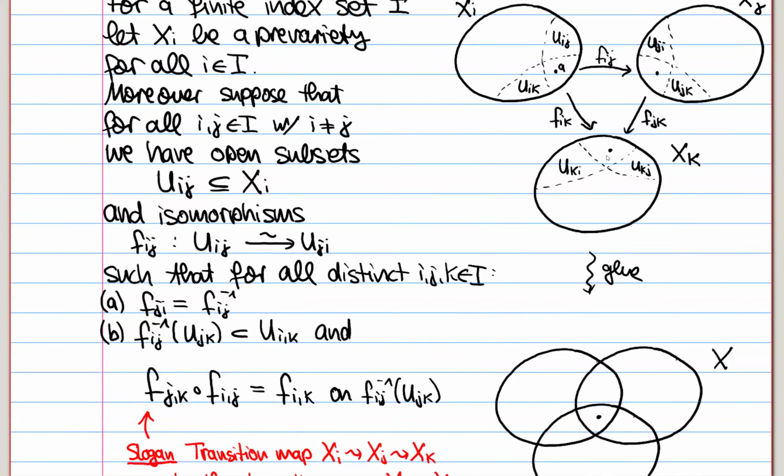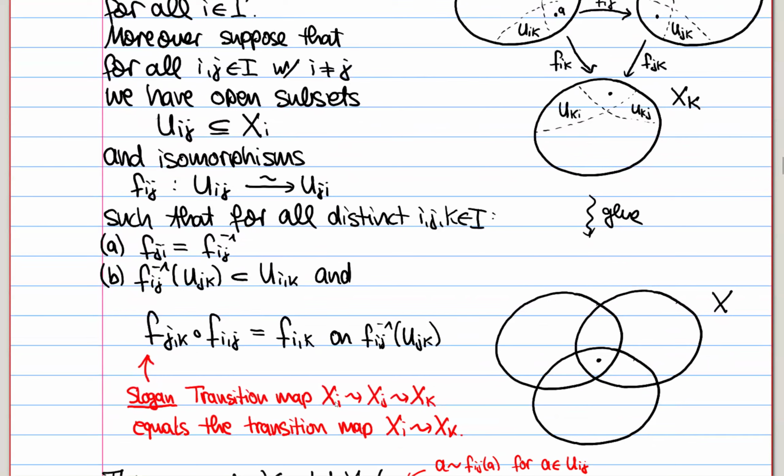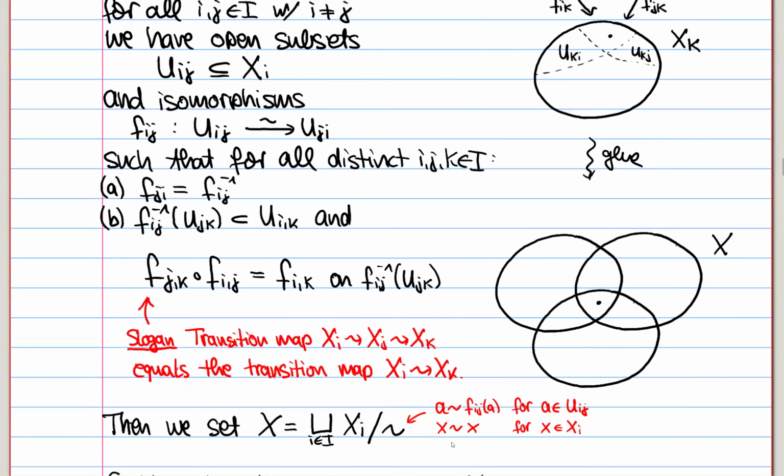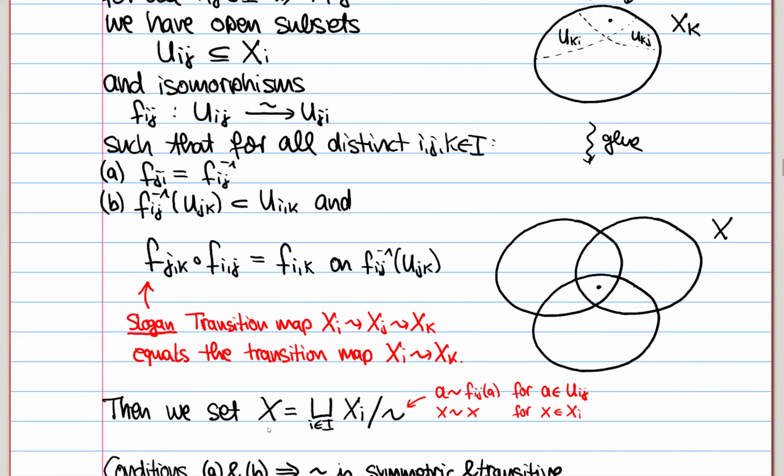And this makes sense because you want that everything in the end can glue together to a single space. The slogan here is that transition maps taking the detour via Xj shouldn't matter. You can directly go to Xk in one go. And if these conditions are satisfied, then you can set, first of all as a set, X to be the disjoint union of the Xi and then mod out by an equivalence relation. This equivalence relation is saying a should be equivalent to Fij of a when a is in one of the overlaps, and every element should be equivalent to itself.